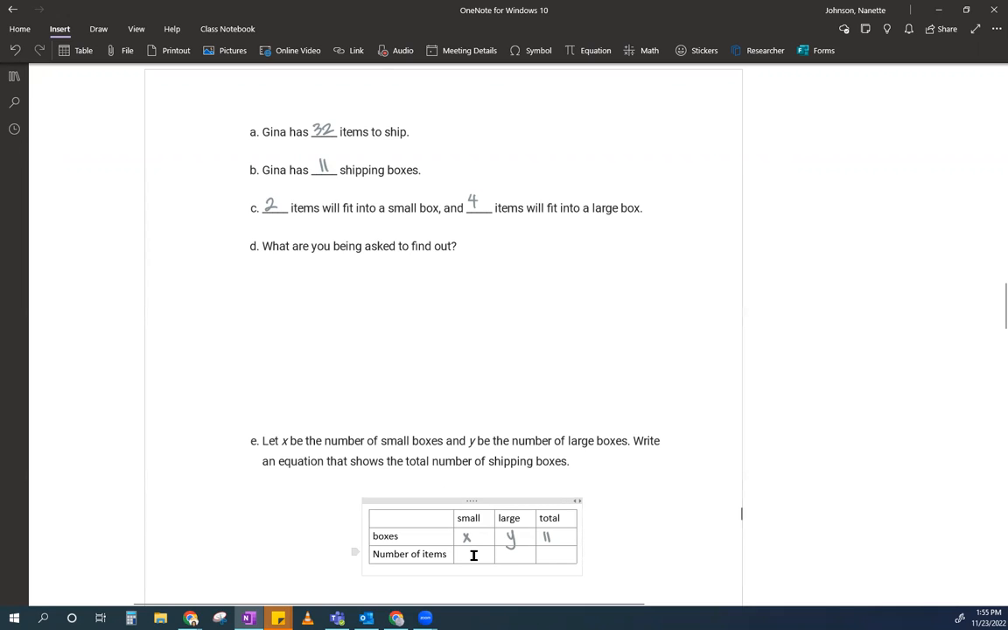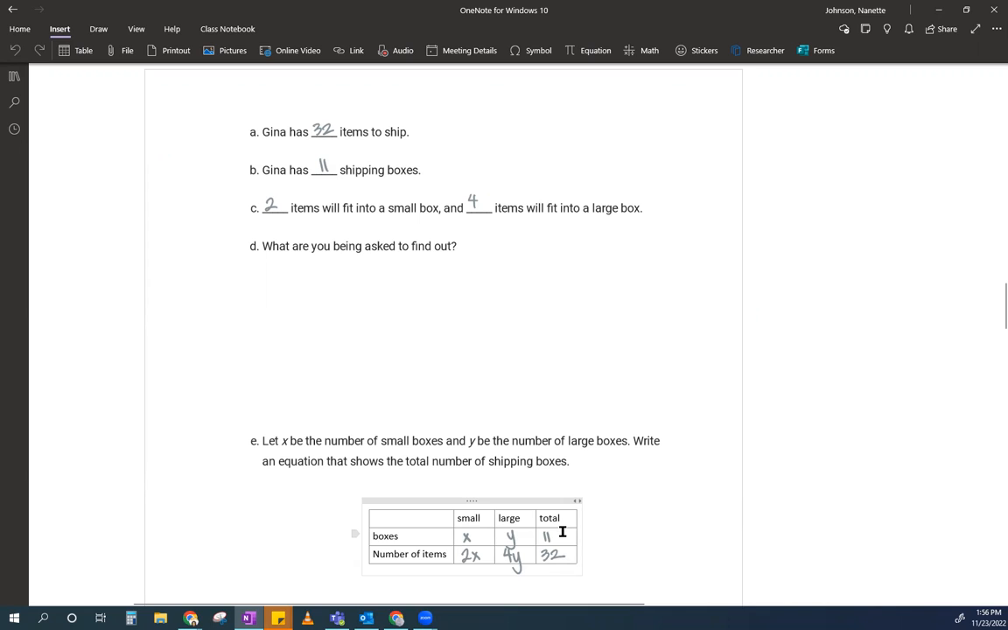So if I give you the number X, how many items can I ship? Hopefully you say 2 times X, also known as 2X. The 2 comes from how many items I can ship for each box, and X comes from how many boxes I have. Similarly, we'd go through that same process and we get 4Y. How many items do I have total to ship? I have 32.